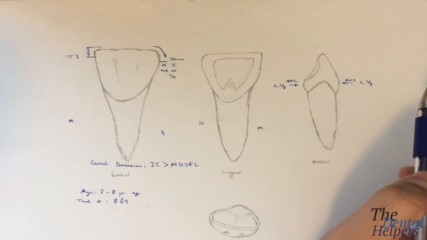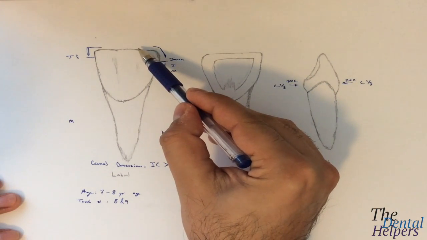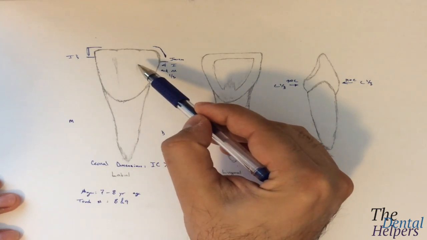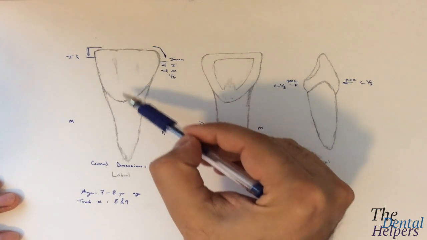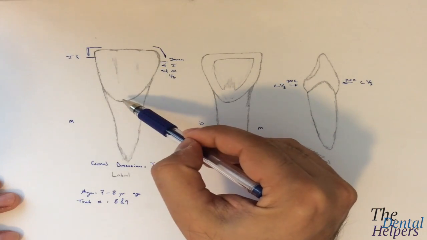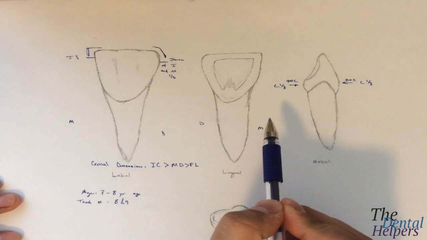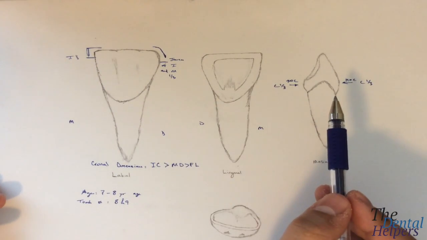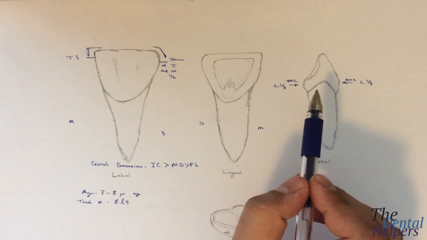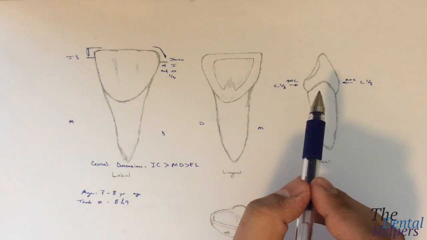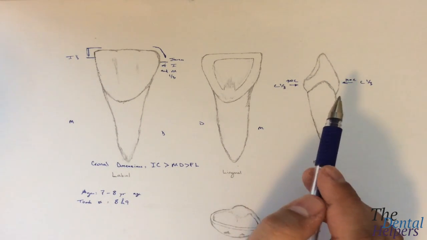And if you ever forget it, just use your own teeth. If I were to put my tongue at the incisal edge and go down and compare it to the other incisors, I'm going to see that this is the greatest coronal dimension. If I do the same for the mesial distal, I'm going to see that it's the next largest, and last is facial lingual. For the incisors, facial lingual is always going to be smallest on the maxillary centrals and the laterals.